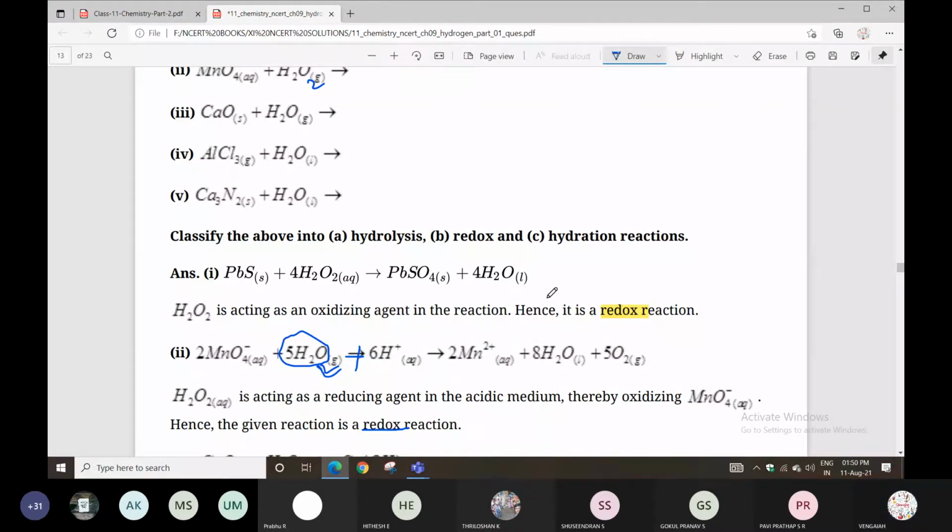Hydration. Hydration reaction. You can see the definition of hydration reaction: a chemical reaction in which a substance combines with water. That you can say is a hydration reaction. We study hydration reactions in organic chemistry.